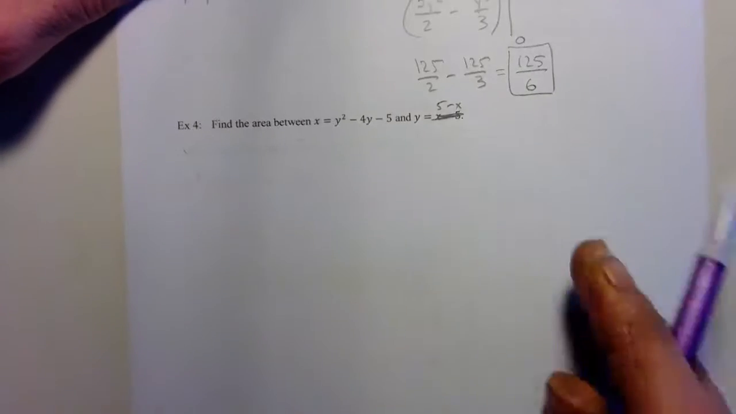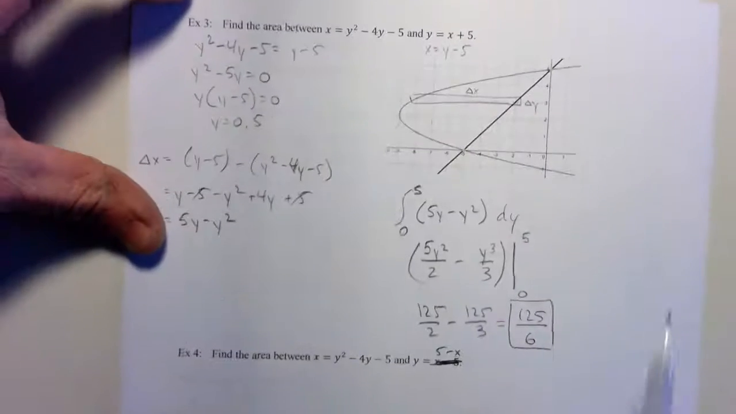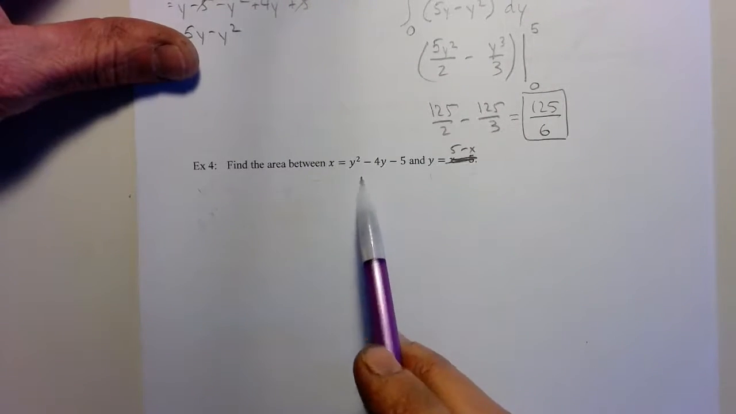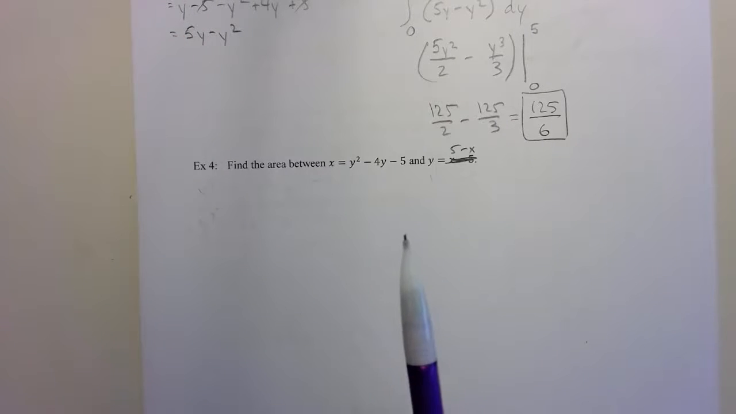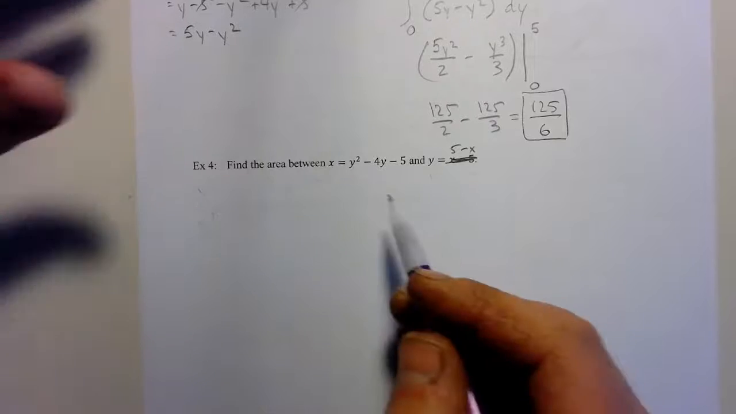Okay, so on this example 4, let's take a look at it. You can see it's very similar to the previous problem, just the second one changed a little bit. Now, how do I know that the rectangle is going to be left and right? Well, because I have the y squared there. That's the tip off. If you see a y squared, that means you're going to be having those left to right rectangles.